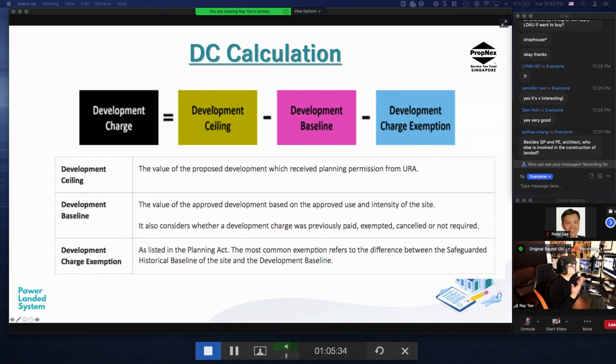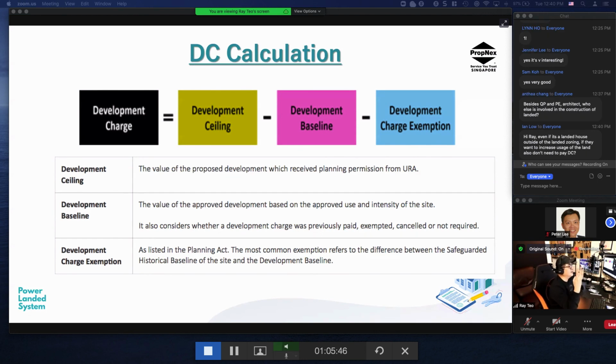Okay, your proposed value. Let's say your current DC, let's say you want 400 square meter built, a GFA, gross floor area. 400 square meter GFA is equivalent to 400 times 10.764, which is 4,305 square feet of GFA.